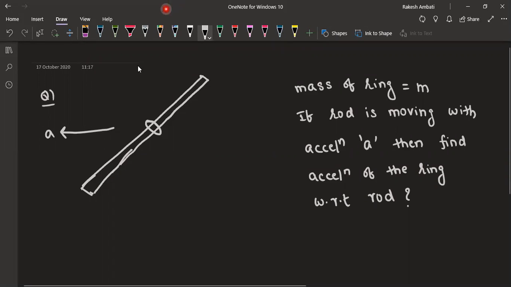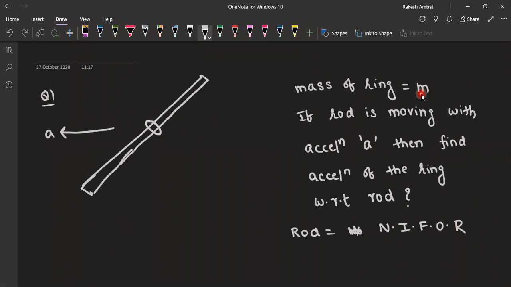So in the question, the mass of the ring is given as M. The rod is moving with acceleration A, so in this case the rod is the non-inertial frame of reference. In the case of a non-inertial frame, along with real forces, we also have to consider a pseudo force. Here M is the mass of the ring, its weight is mg, and this angle is given as theta.